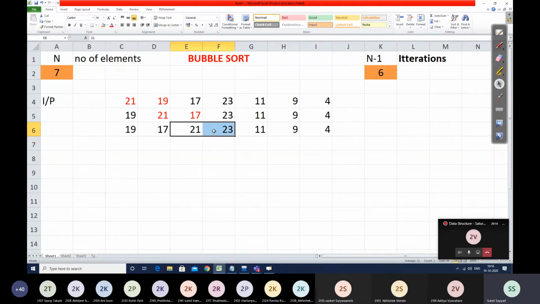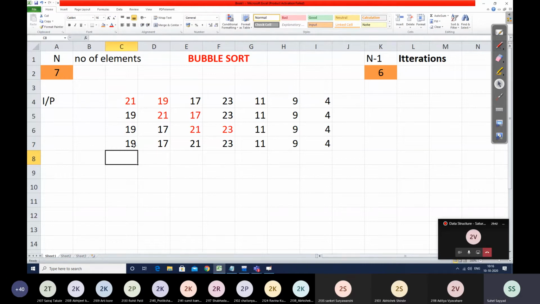Now, next time, 21 will be compared with 23. Whether 21 is greater than 23? No. 21 is not greater than 23. So now the swap will not happen and the numbers will remain as they are. Did you understand this step, my dear students?